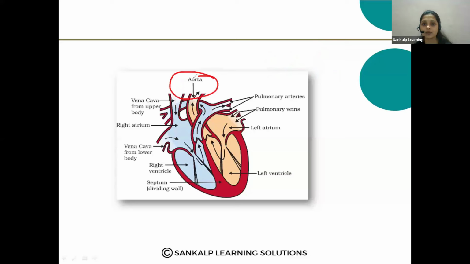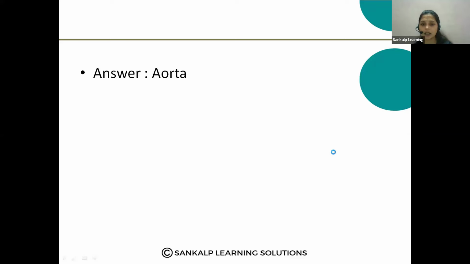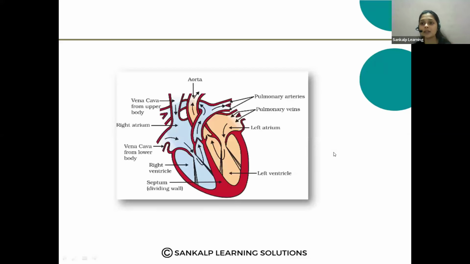Have you observed the diagram? This aorta carries the oxygenated blood to the different parts of our body. The answer is aorta. So the largest artery in our body is the aorta.